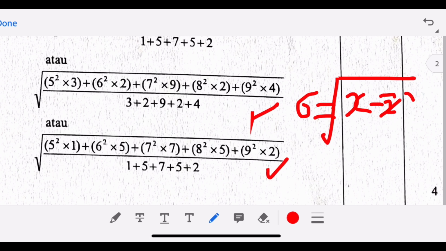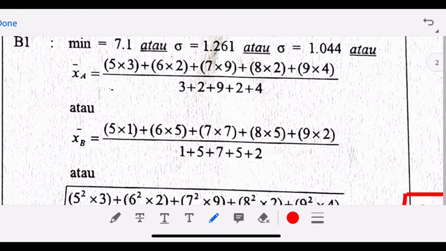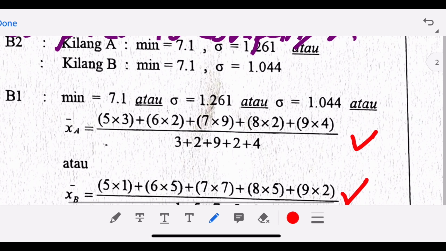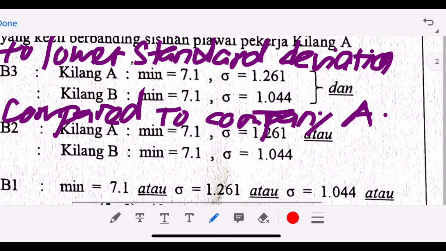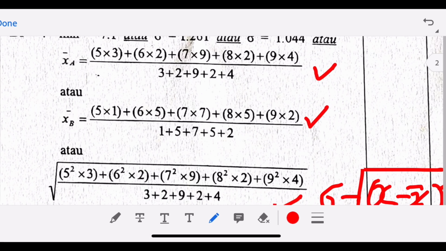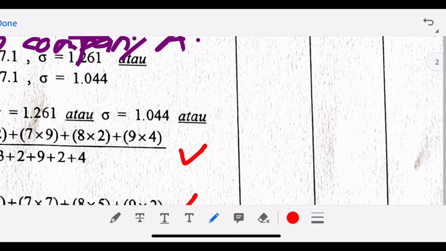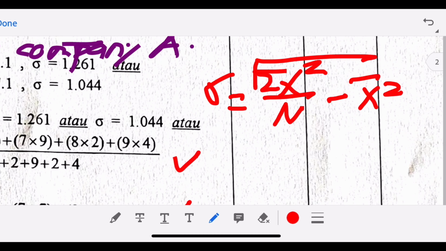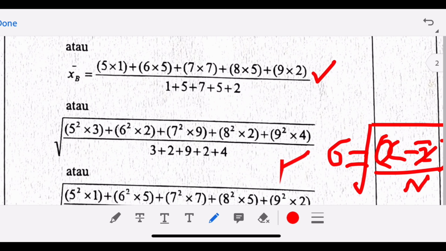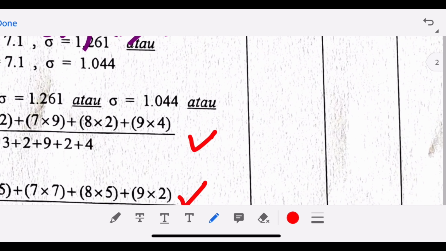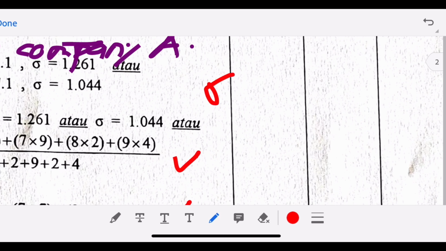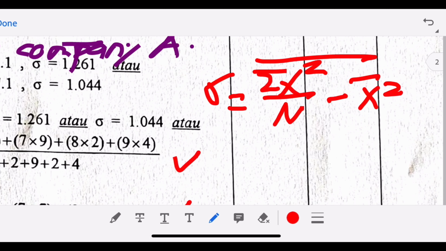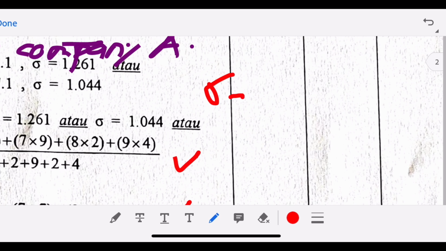If you are using this formula, x minus mean, then bracket square over n, your answer is the same as using the other standard deviation formula, where you find the sum of the data squared, divide by n, minus the mean square, and then square root. So standard deviation equals the square root of summation of data square over n minus the mean square. We used to use this one, but nowadays they prefer x minus mean and then square. The next question is the same; they're asking for the same formula.